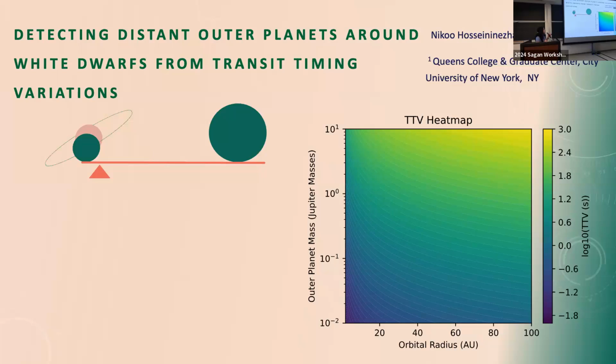I calculated for a wide range of masses and distances. And as we can see here, for massive planets at large distances, we can have TTVs of many minutes that probably could be detectable. So we think this is a promising way that we could discover distant planets around white dwarfs. And these planets also could be good targets for direct imaging. Feel free to stop by my poster.